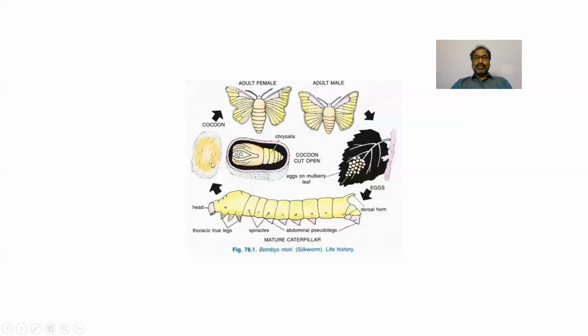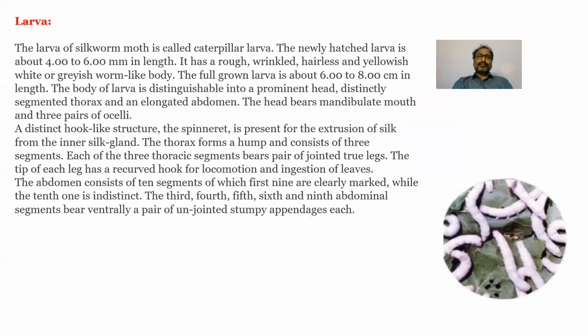It is called the hibernation process of this insect. Later the metamorphosis will occur into an adult male or adult female. This is a simple life cycle of the silkworm. And let me discuss the larva.